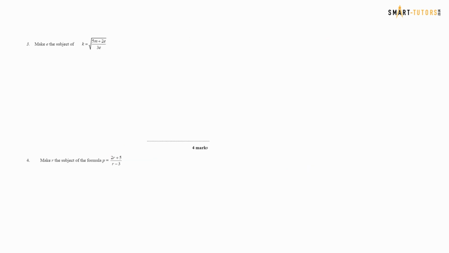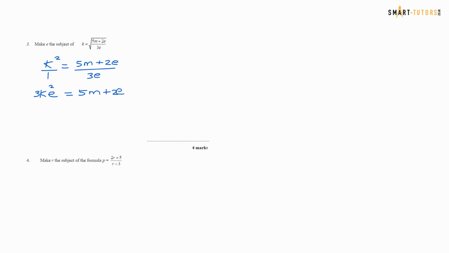Question number 3. Make E the subject of K equals the square root of 5m plus 2e over 3e. The square root is in the question, so we need to get rid of the square root by squaring both sides. So if you square, K squared equals 5m plus 2e over 3e. K squared over 1. So if you cross multiply, K squared times 3e equals 5m plus 2e.